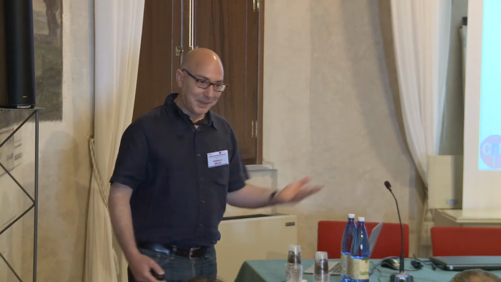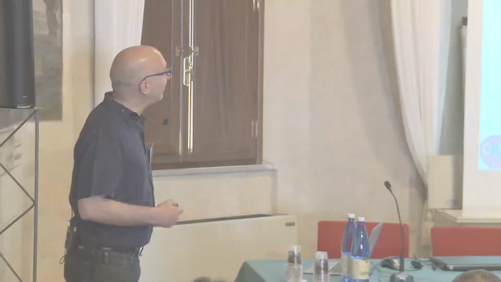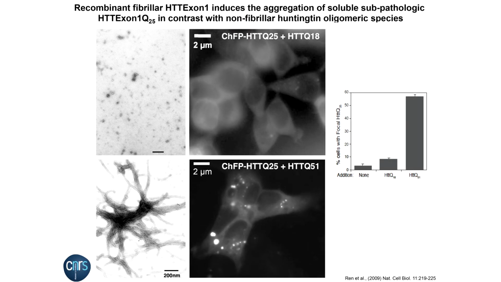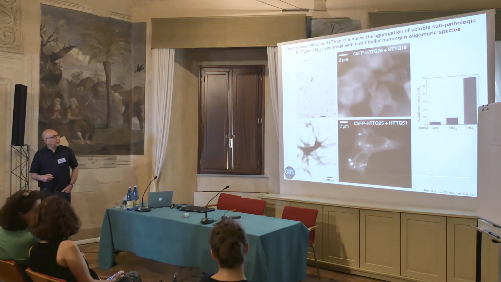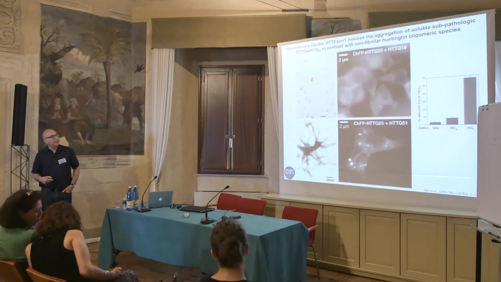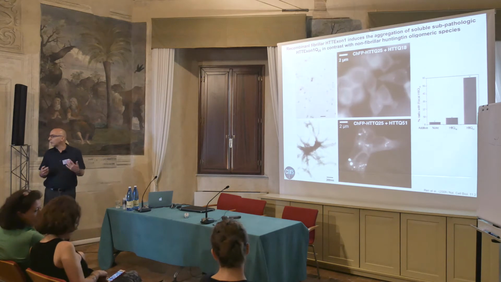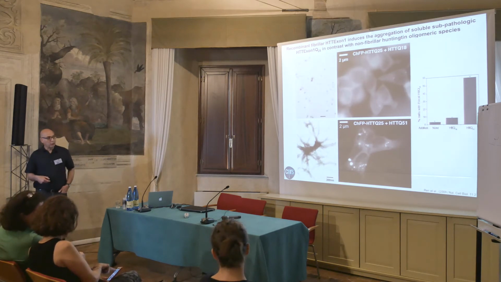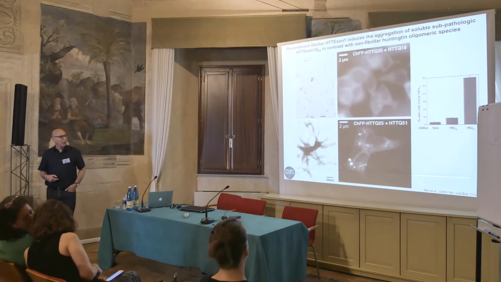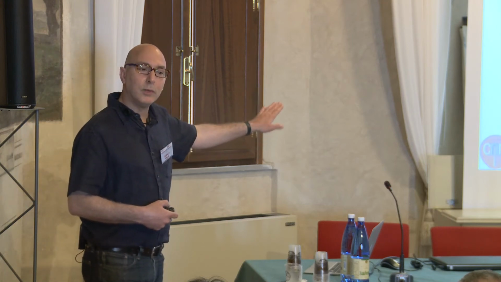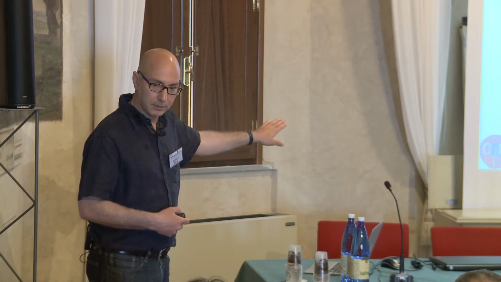So what happens after binding? To answer this, we generated this cell line, which is expressing a subpathologic form of Huntingtin fused to a fluorescent protein, Cherry FP. And we exposed the cell line to either a solution of Huntingtin with 18 glutamines, so it's subpathologic, or preformed fibrils made in test tubes of a version of Huntingtin with 51 glutamines. It's not polyQ that I'm showing you. It's really Huntingtin exon 1.